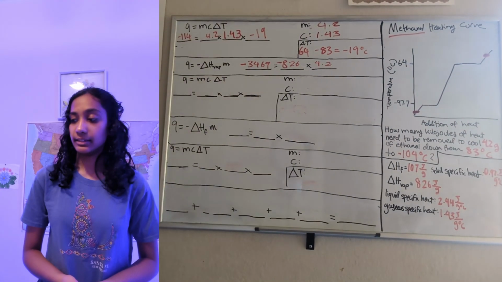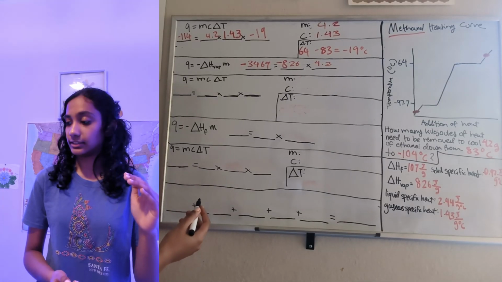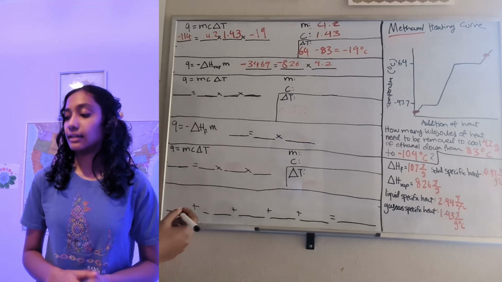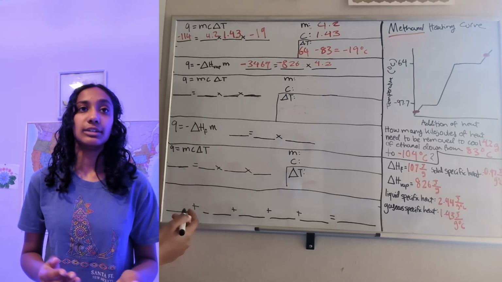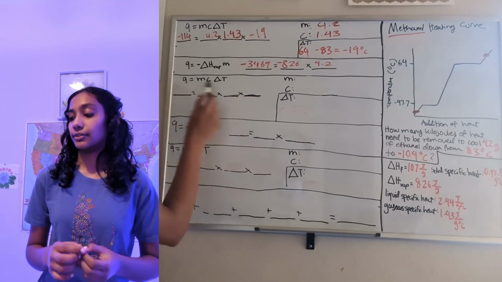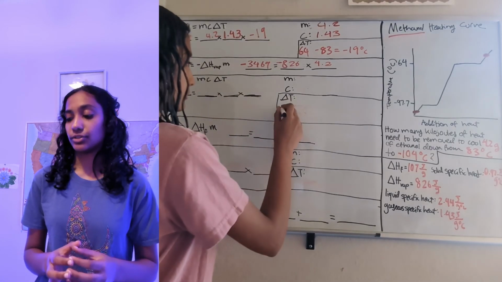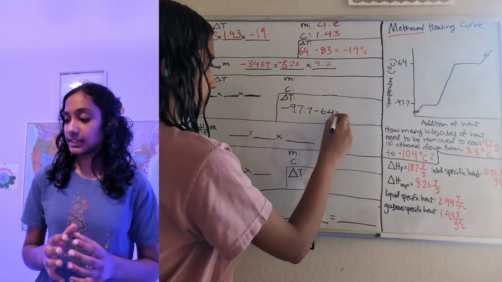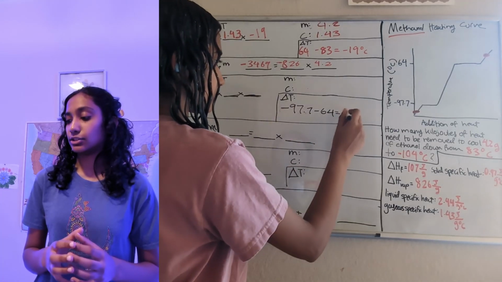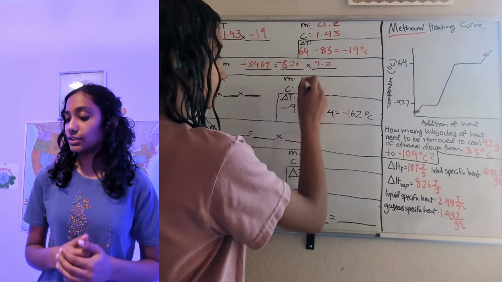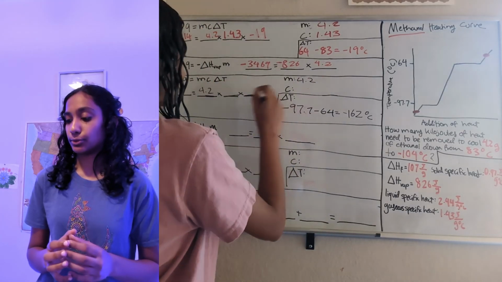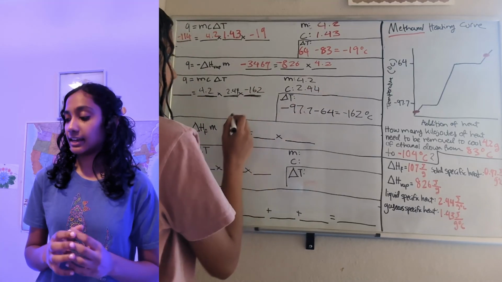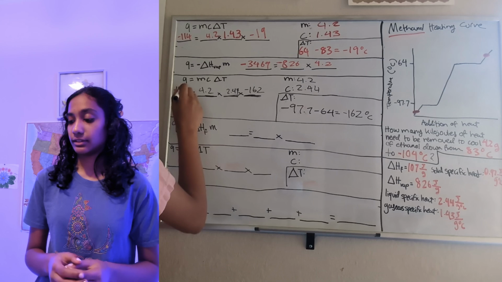Next, we'll find the amount of heat needed to cool down methanol at 64 degrees Celsius to negative 97.7 degrees Celsius, which is its melting point. And because this is a temperature change, we're going to use Q equals mc delta T. For delta T, let's subtract the initial temperature, 64, from the final temperature, negative 97.7. This gives us a delta T of negative 162 degrees Celsius. 4.2 grams times 2.44 joules per gram degree Celsius times negative 162 degrees Celsius gives us negative 1,660 joules.